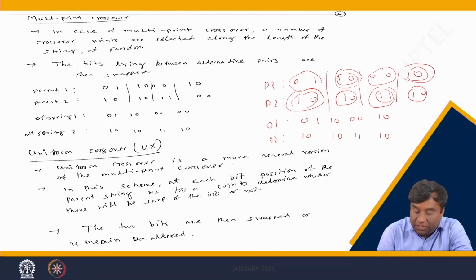And this is uniform crossover. Uniform crossover is a more general version of multi-point crossover. In this scheme, at each bit position of the parent string, we toss a coin to determine whether there will be a swap of the bits or not. The two bits are then swapped or remain unaltered.